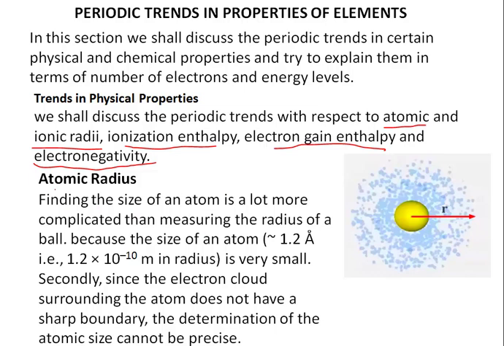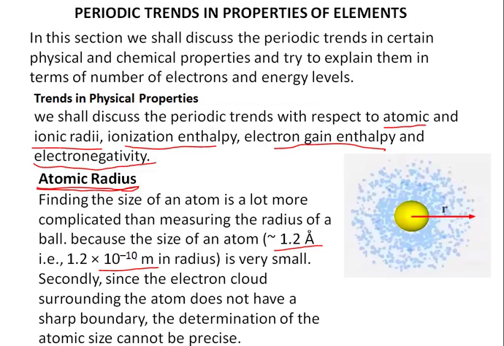The first one is atomic radius. The main property, atomic radius. As you are aware about radius, it is the distance from the center to the outermost point in the circle. In this case we will discuss this with respect to an atom, but as you know the size of the atom is very small and it's very complicated to measure its radius. The size of the atom is in the range of 1.2 angstrom, or we can say 1.2 into 10 to the power minus 10 meters, which is very small.